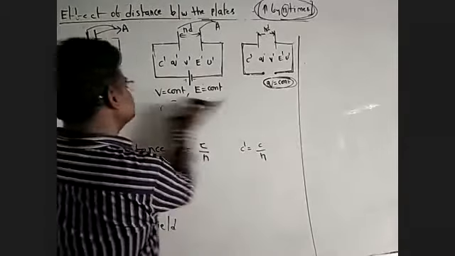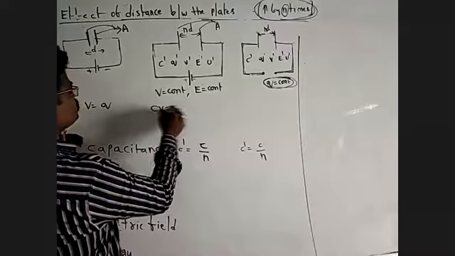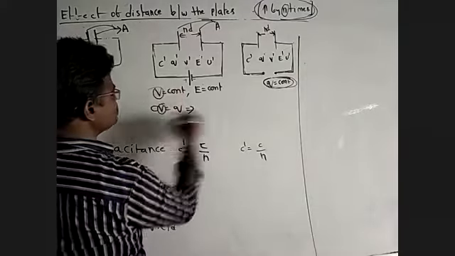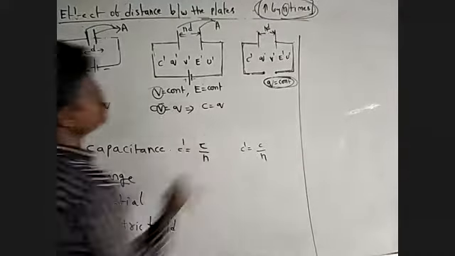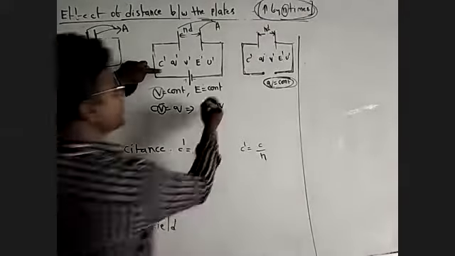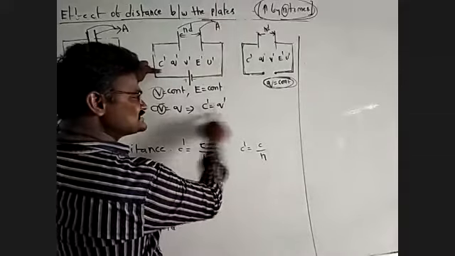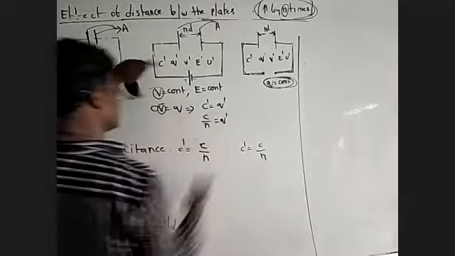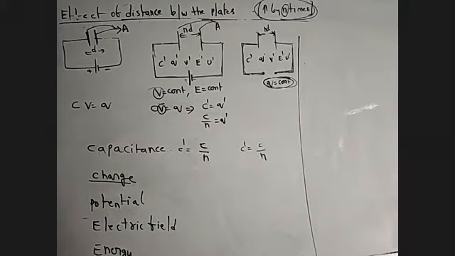I'm writing CV is equal to Q. Here V is constant, which means C is directly proportional to Q. This is C dash, this is V dash. What is C dash? C dash is C by n. This is Q dash.